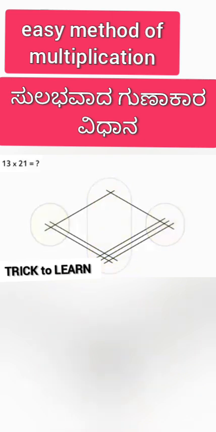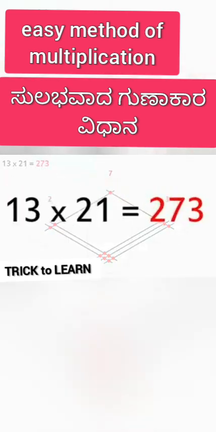Then starting from the right-hand zone, we need to count how many times any of the lines cross. In this case 3. We write that here and move on to the next zone. So again, we count how many times the lines cross, 1, 2, 3, 4, 5, 6, 7, and write it at the top. Then move on to the last zone and do exactly the same again. 1, 2. 2, 7, 3. And that gives us our answer. 13 times 21 is 273.